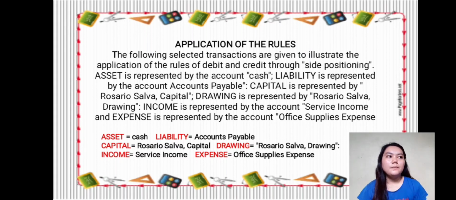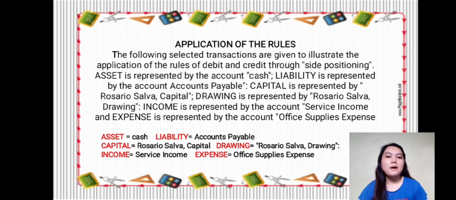The next is drawing. As an example, Mrs. Salva's transaction will be explained in the next slide. When we say drawing, these are the withdrawals taken by the owners from a certain business, or from their own business. And the next is income, represented by the account as service income. When we say income, it is what you earn from your business. The next is expense, represented by the account as office supplies expense.